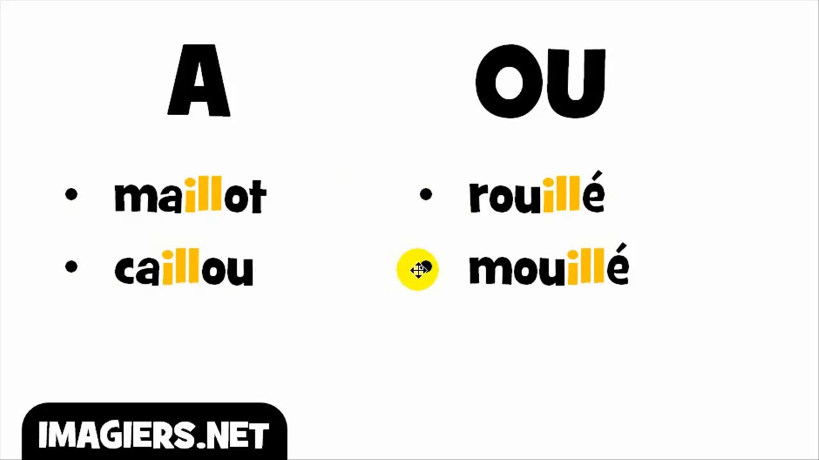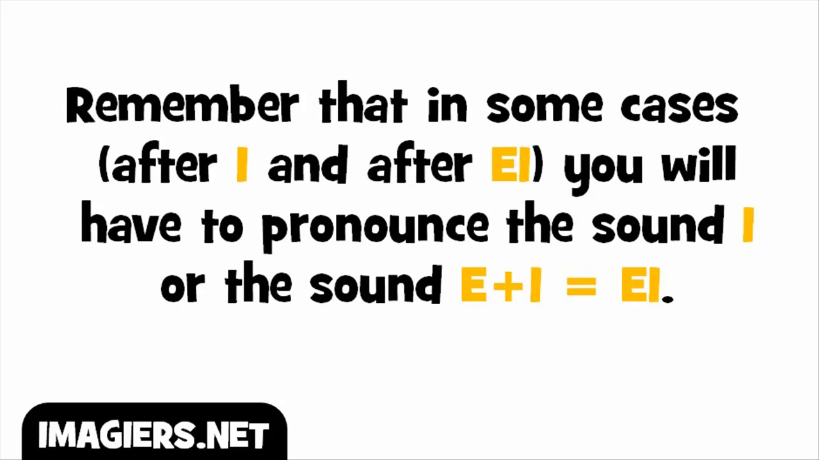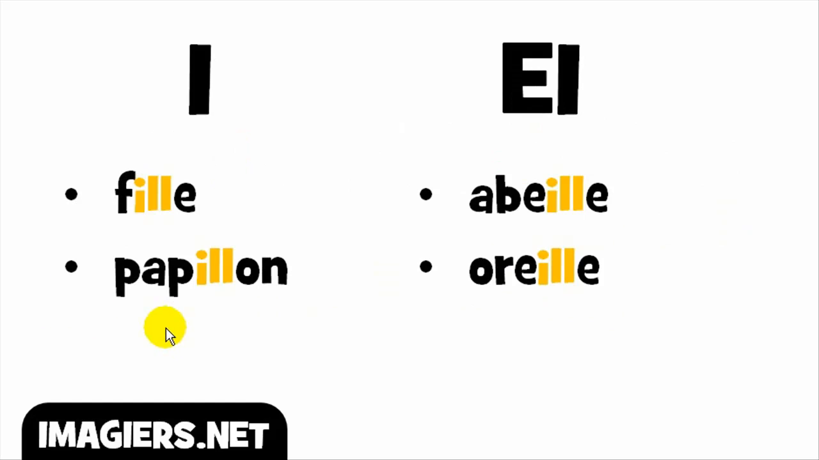All right, so of course we're talking about the French language, so we've got some exceptions. Remember that in some cases after I and after E, you will have to pronounce the sound I or the sound E plus I, so the sound E. Let's see the examples here. So you've got I, and in that case, you will have to pronounce I and then the y.